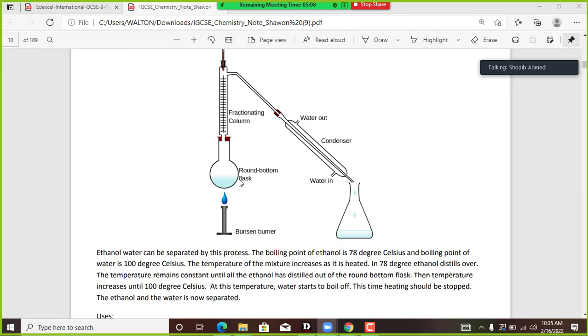Like in a round-bottom flask, I take a mixture of ethanol and water. Which one will boil first? We know the boiling point of ethanol is 78 degrees Celsius and water is 100 degrees Celsius. Which one will boil first? Ethanol will boil first.